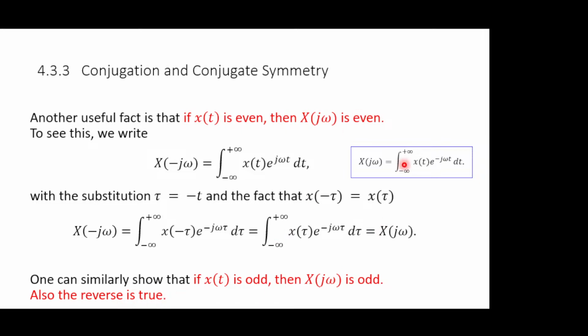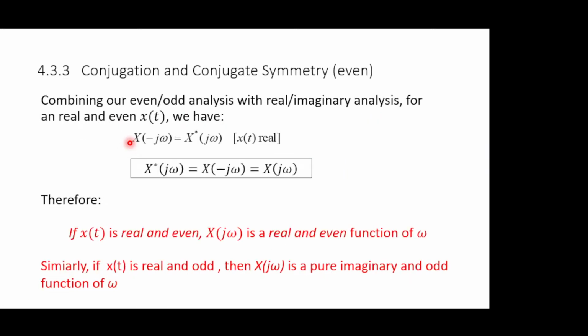And you can do everything in the inverse Fourier transform. Then you see that if X of j omega is even, then x of t is even, etc. Okay, so that's very nice. Question? If not, then now we can combine this with the real, and we don't actually talk about imaginary, but it's very similar. So let's combine this even-odd with the real-imaginary thing.